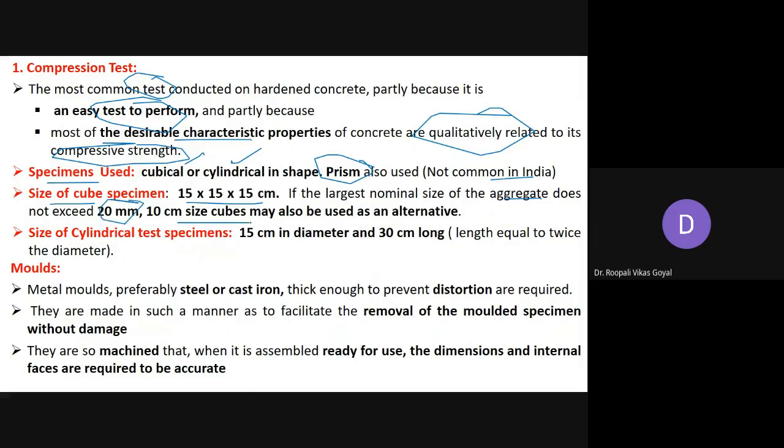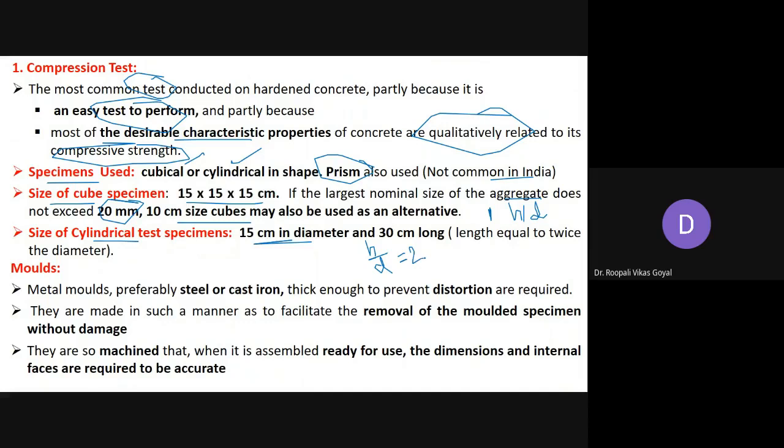And the size of the cylindrical specimen, here it is 15 centimeter diameter and 30 centimeter length. So here if you just consider the h upon d ratio, height to diameter ratio, just try to understand it. In the case of the cube specimen, height is 15, and diameter, meaning its lateral dimension, is 15, so you can say the height to diameter ratio is 1. Here in case of the cylinder, your height is 30, your diameter is 15, so you can say its height to diameter ratio is 2. So why I'm saying this, because it has a pronounced effect on the strength result.